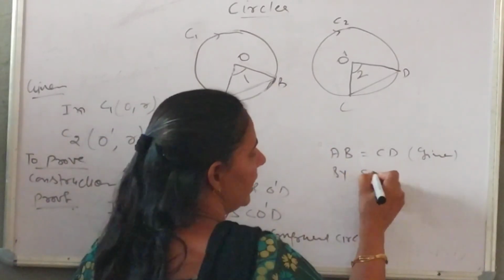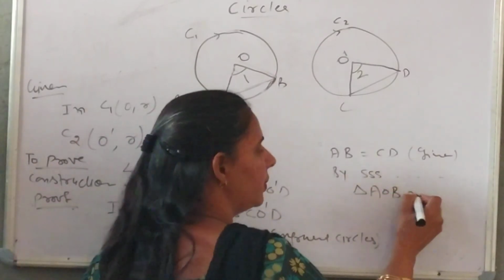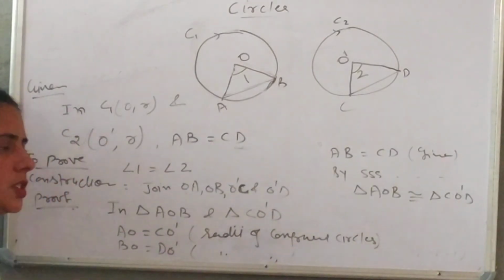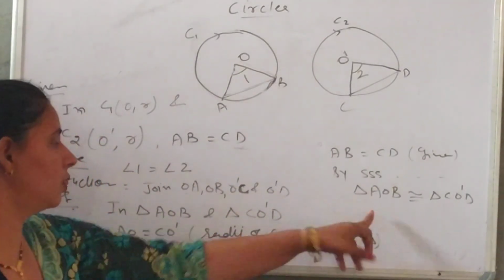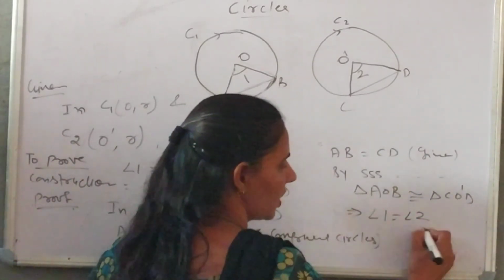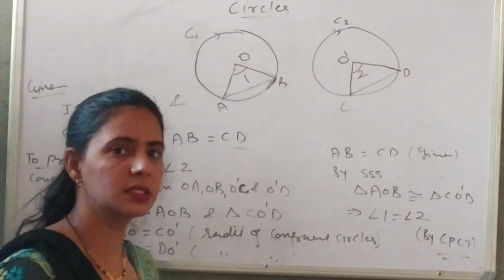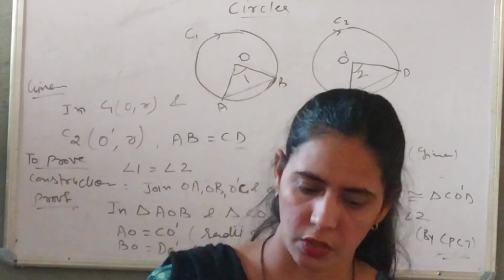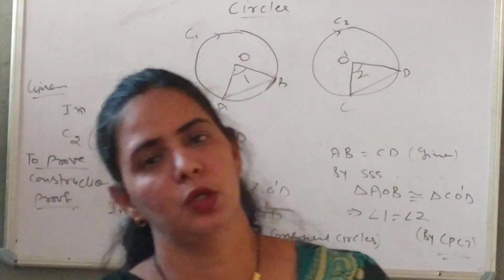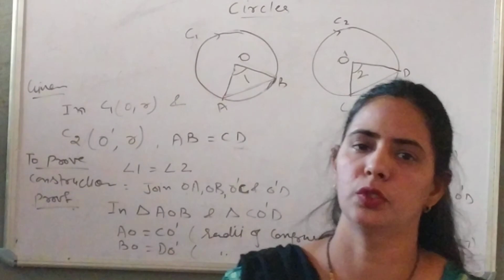Right. By SSS criteria of congruency, triangle AOB is congruent to triangle CO'D. And if these two triangles are congruent, then by CPCT we can say angle 1 is equal to angle 2. Hence, if two circles are congruent and two chords are given equal, then these equal chords will subtend equal angles at the center. And our second question you will do yourself.